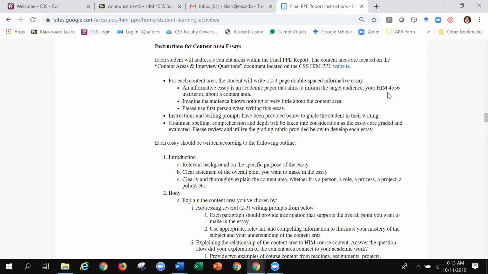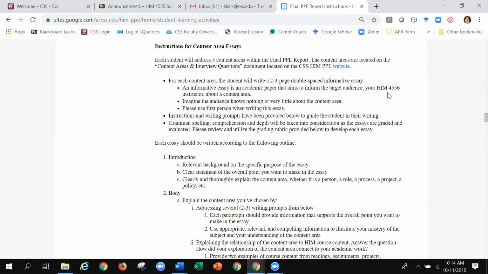And it's okay to use first person when you're writing. I want this to be a blend of you reporting on your experience and also maybe some factual stuff that you learned while meeting with individuals and learning more information about these content areas. You're going to use the instructions that are below, and we'll go over those. I also have some writing prompts below that you're going to use to guide your writing.